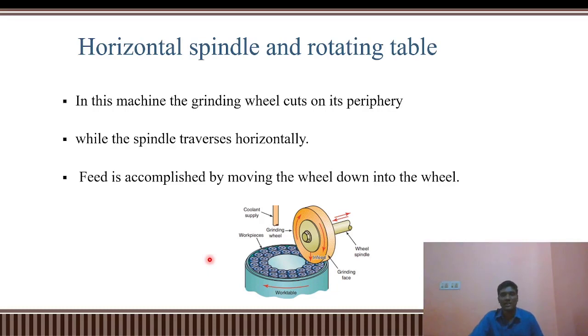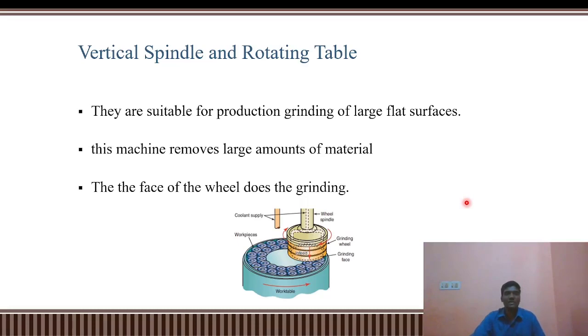This is the exact case for this kind of surface grinding machines, and the feeding occurs as the table rotates as well as the grinding wheel also rotates. So by relative motion of both the grinding wheel and the work table, the feeding occurs and the metal is removed. The next slide was vertical spindle and rotating table.